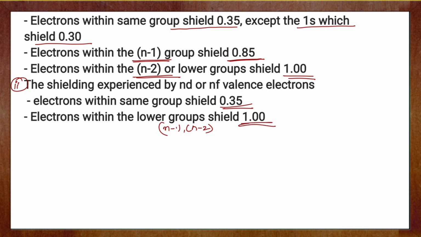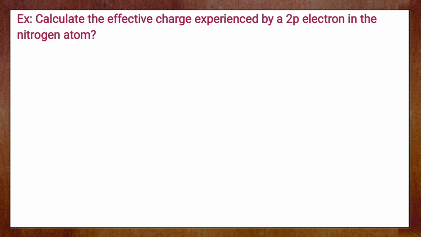Firstly, we will be grouping the electrons: 1s, 2s, 2p, 3s, 3p, 3d, 4s, 4p, 4d, 4f, 5s, 5p, and so on. Then we will identify for which electron we have to calculate the effective nuclear charge, and we will ignore all the electrons present in the higher group. Then we will consider 2 rules for S or P electrons. Electrons within the same group shield 0.35; if it is a 1s electron, the shielding is 0.30. Electrons within the n-1 group contribute a shielding of 0.85, and within n-2, the shielding is 1.